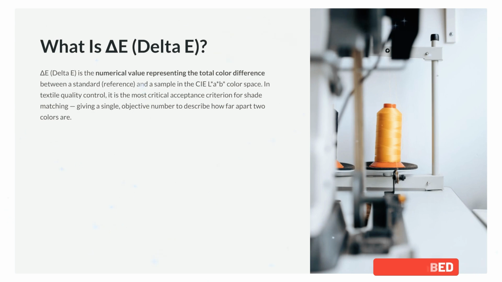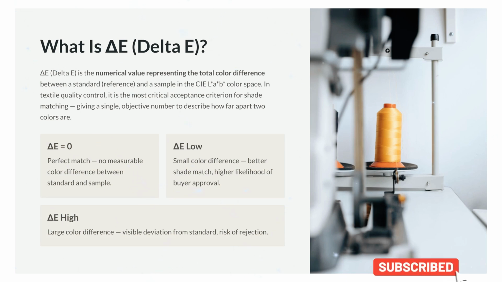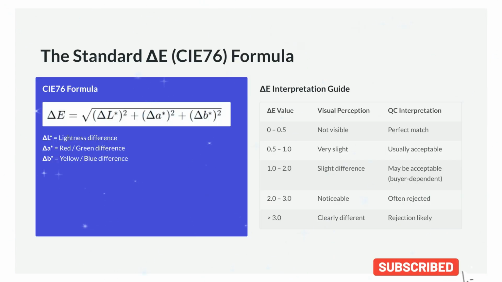Delta E, or delta epsilon, is a single numerical value quantifying the total color difference between a standard and a sample. It's the critical criterion for shade matching in textiles. A low delta E indicates a better match, while a high delta E suggests a noticeable difference and risk of rejection.